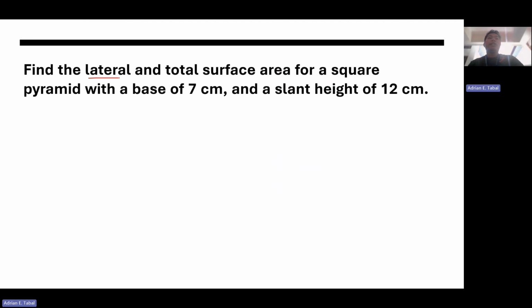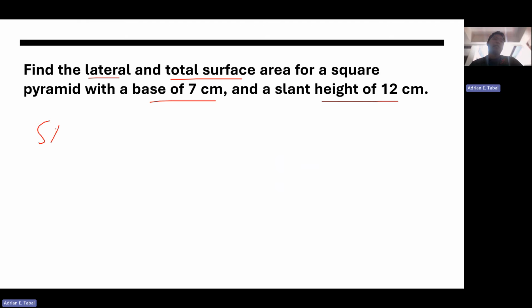So lateral are just the figures that you can see directly, it does not include the base area, and the total surface area includes the square. So we have the base of 7 cm, slant height of 12 cm.